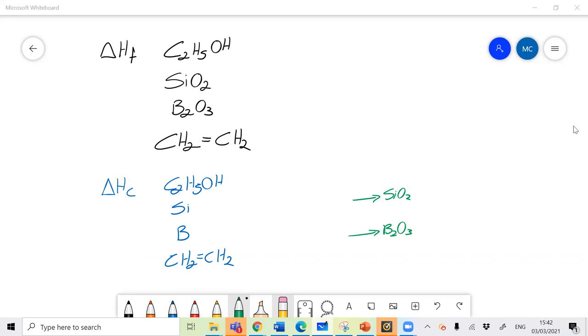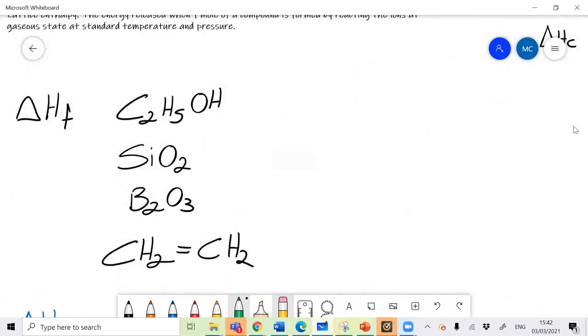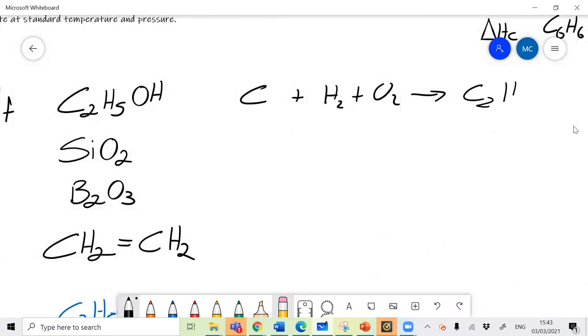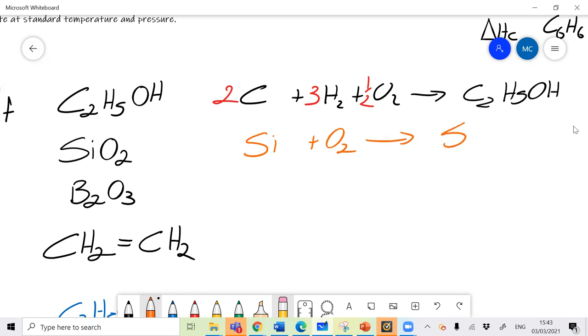And we'll close this first section of the video, and then we'll meet for part two, where we're going to be speaking about bond breaking, bond making. Okay, so the enthalpy of formation for these compounds would be carbon plus hydrogen plus oxygen to form C2H5OH. You need two carbons, three hydrogens, and half an oxygen. Please note that you have six hydrogens in total. For SiO2, this is going to be silicon plus oxygen to give SiO2, and this would be all balanced.